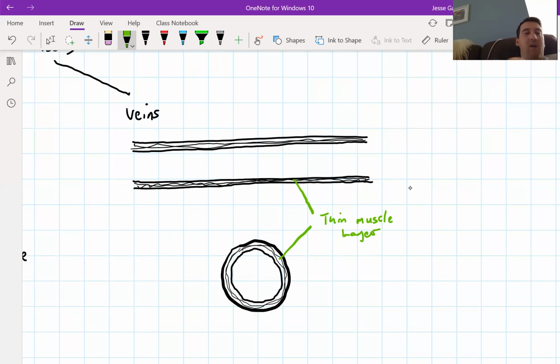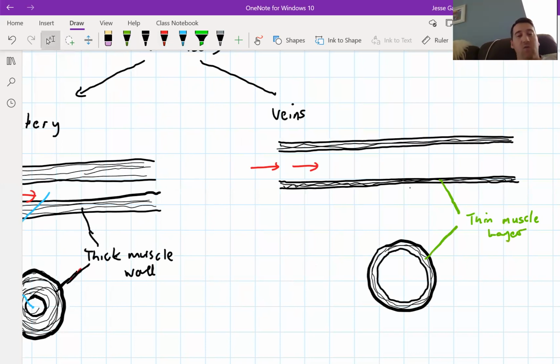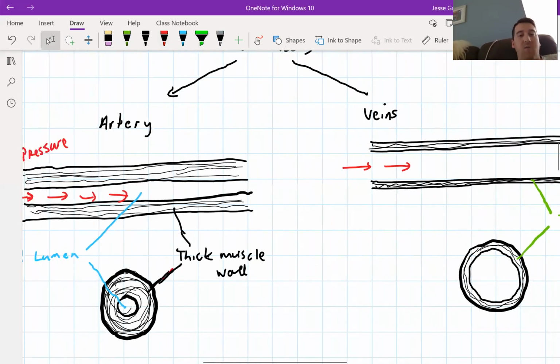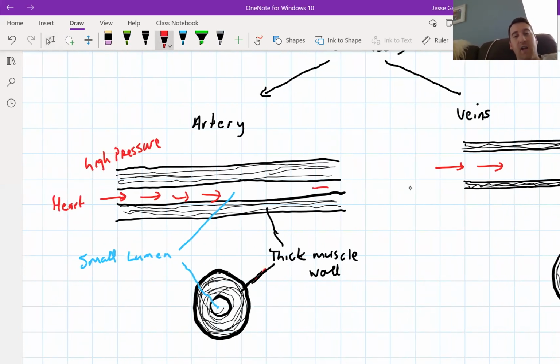Now, the reason why it can be a thin muscle layer is because the blood flows through the middle, but this time it's not under high pressure, okay? Now, this links back to where it's coming to and from. If I go back to my arteries again, arteries are flowing from the heart and the blood is flowing to the organs of the body. So from the heart, and then it goes round to the brain, the lungs, the liver, the kidneys, the stomach. So it goes to the organs, that's the direction.